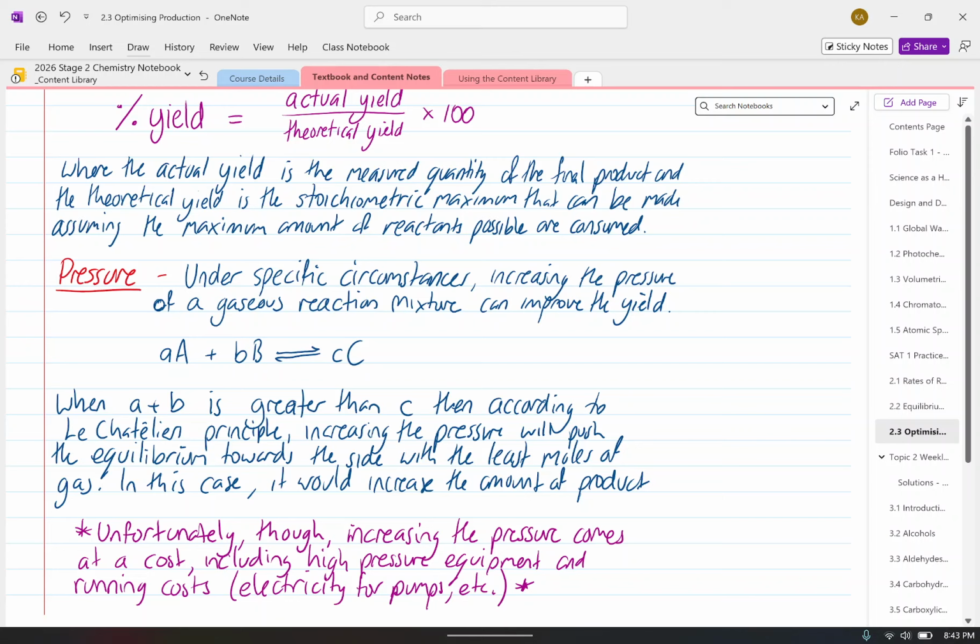So if that was the case and we have our product here we're trying to make, increasing pressure would increase the yield. At equilibrium, we would have more of our final product.